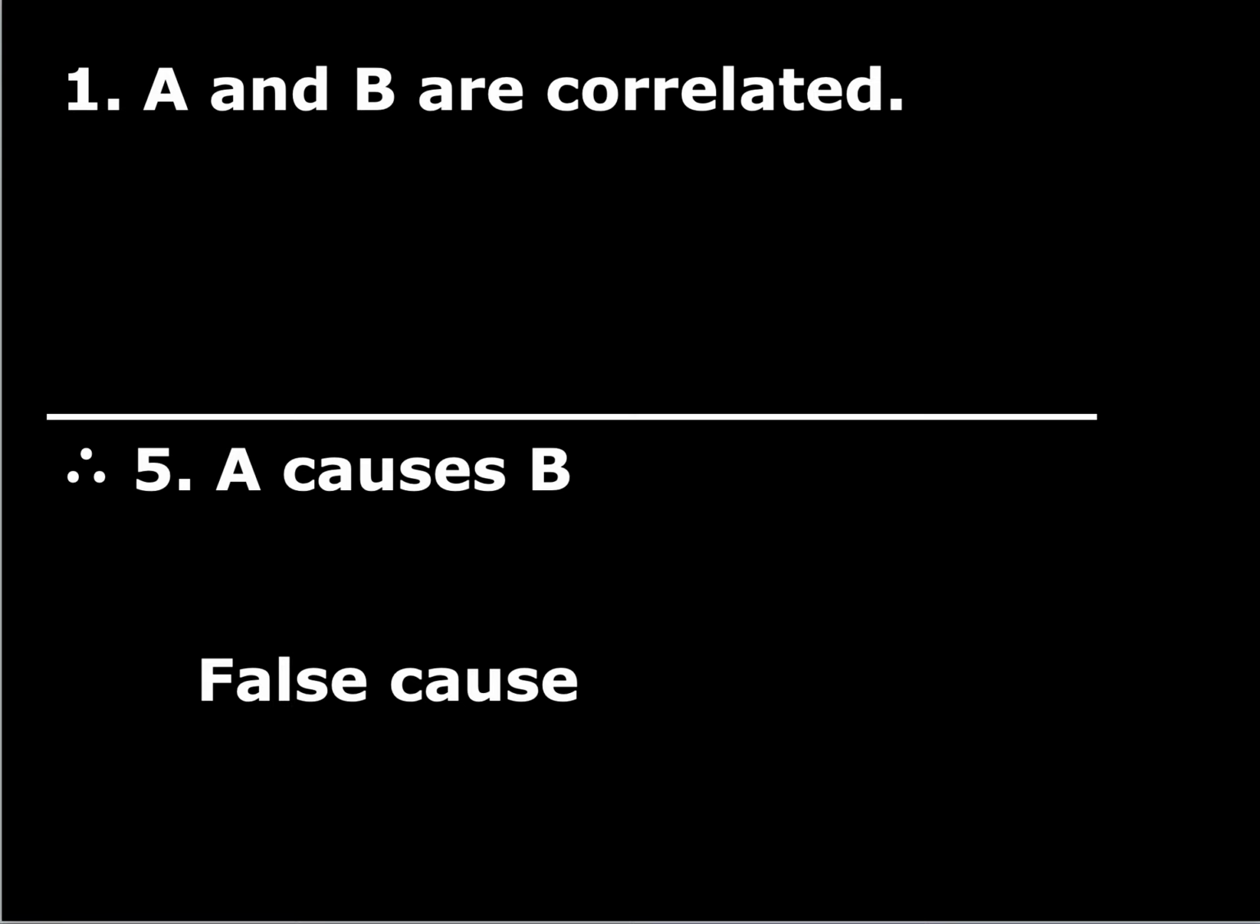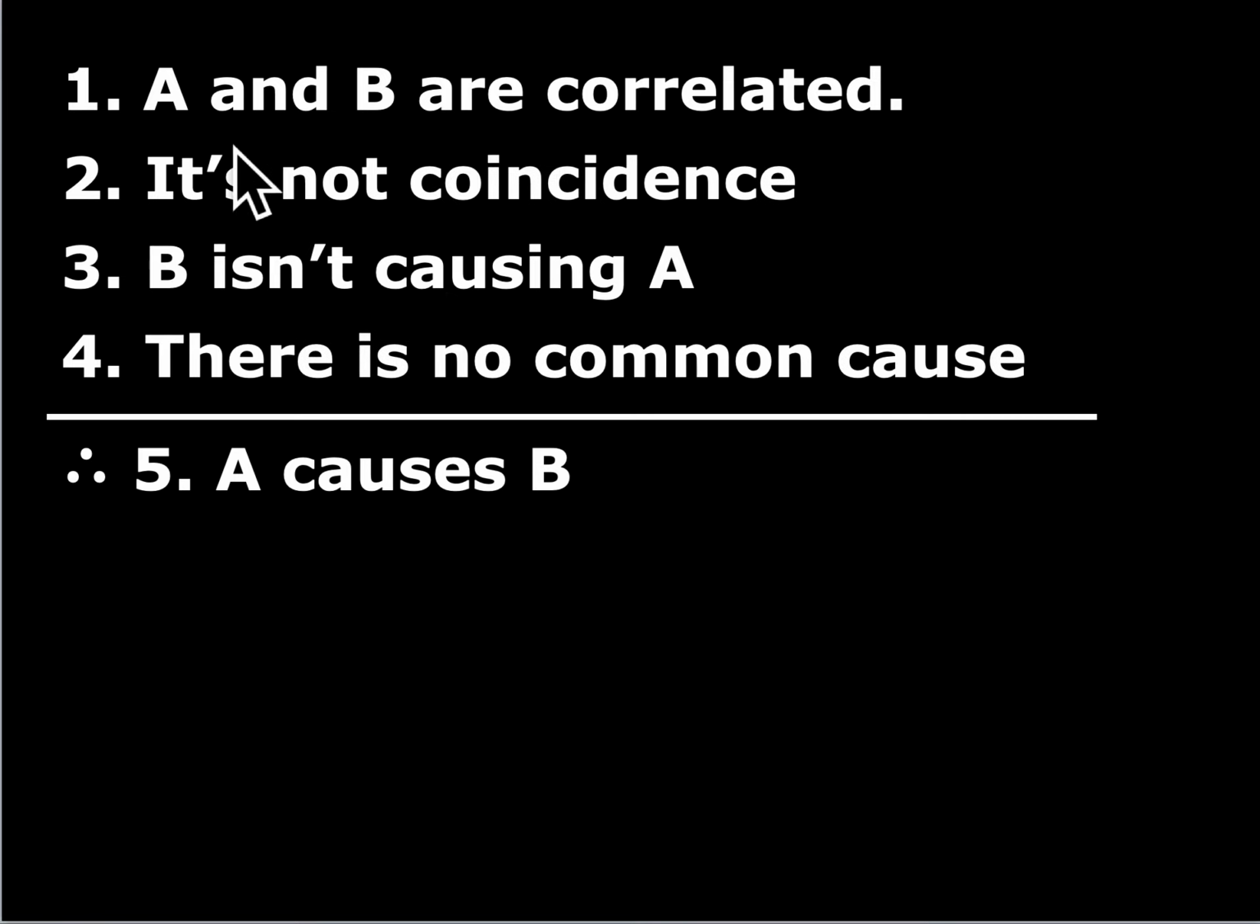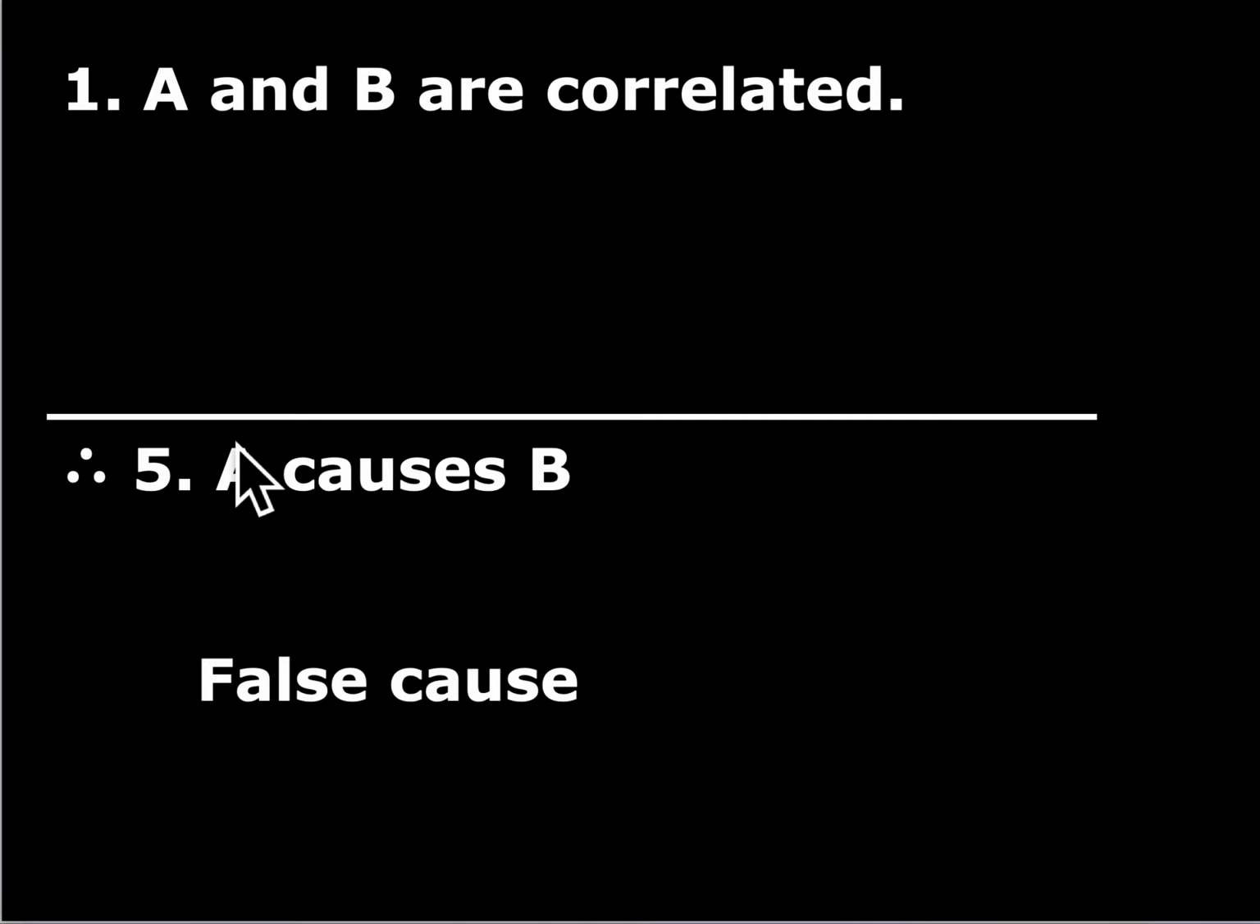So causal arguments are generally inductive arguments. This is inductively weak. To the extent that you get closer to this, you become inductively more strong. Okay? So the point I want to make now is that this is a false cause fallacy. Just from correlation to causation, that's false cause.